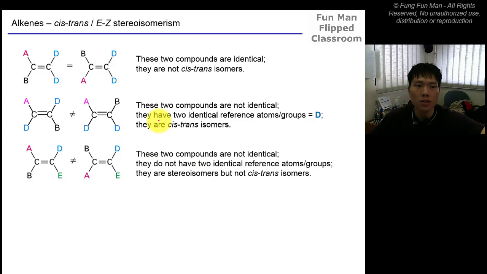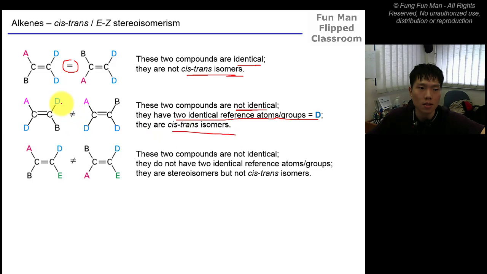To have cis-trans isomers, we need to follow some guidelines. In this example here, these two are equivalent. They are the same molecule. They are identical, so they are not cis-trans isomers. The second case, they are not identical, they have two identical reference groups, D, and they're cis-trans. Trans, cis. For the third case, these are not identical. They do not have two identical references. They are stereoisomers, they still are, but they are not cis-trans.